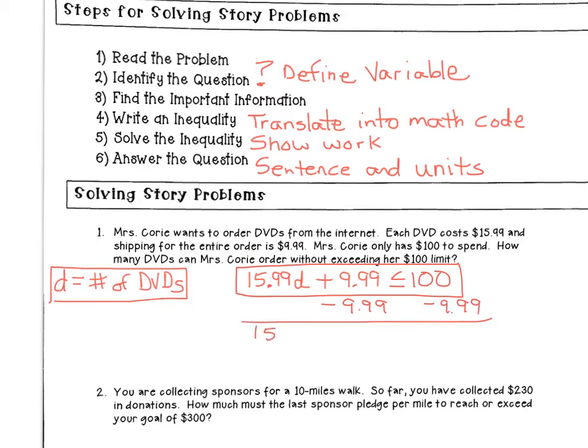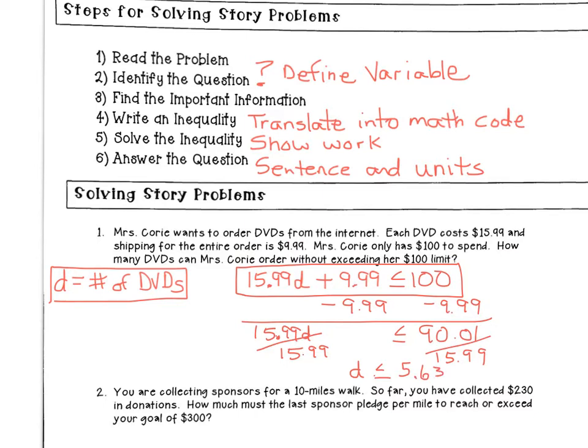And that leaves me with 1599D is less than or equal to $90.01. And then divide by 1599. And when you divide by 1599, you get a decimal. So you get D is less than or equal to, and I'm going to round the decimal, approximately 5.63.